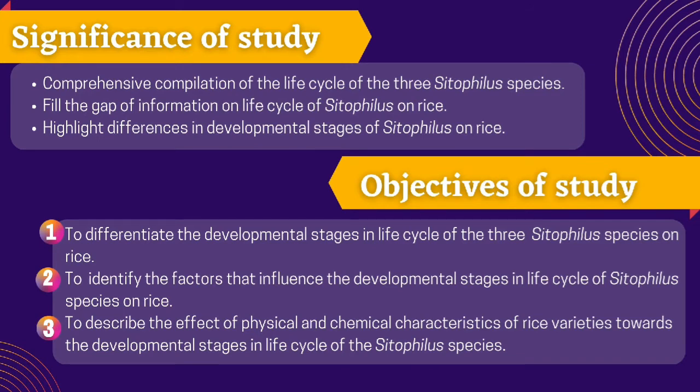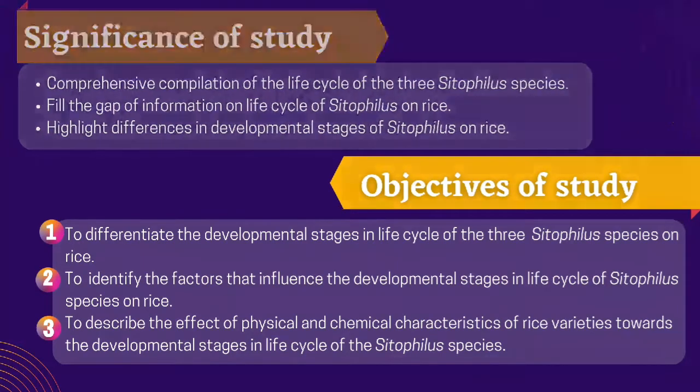The objectives of this review are to differentiate the life cycle of the 3 Sitophilus species on rice, to identify the factors that influence the developmental stages of Sitophilus, and to describe the effect of physical and chemical characteristics of rice varieties towards the life cycle of Sitophilus species.